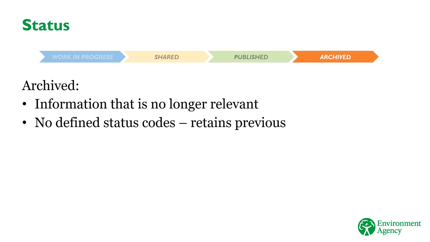Finally, the archive stage is used for information or data that is no longer relevant. For example, if a supplier published an outline design for a project and then the detailed design stage showed that the planned works aren't viable, you can change the outline design deliverables to archived to show that they are no longer relevant to the project. There are no defined codes for the archive status. Instead, the information retains its previous code to show how it was initially intended for use.